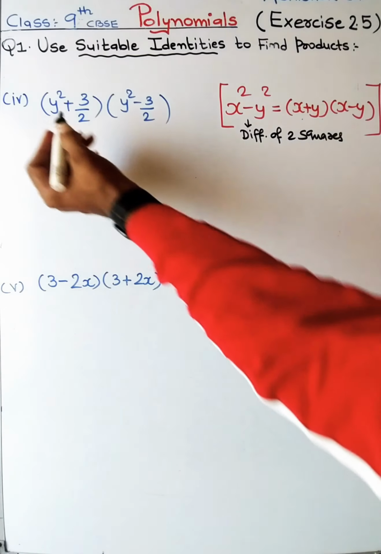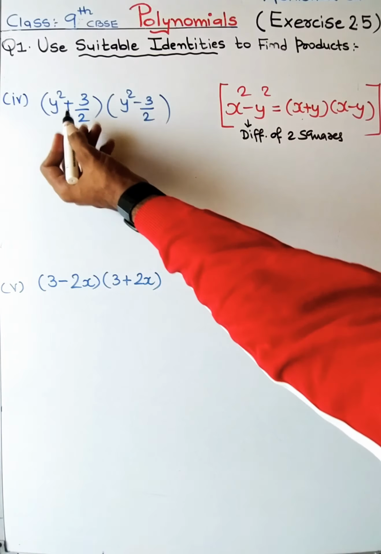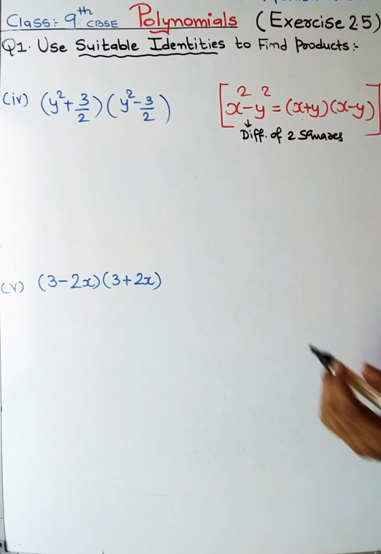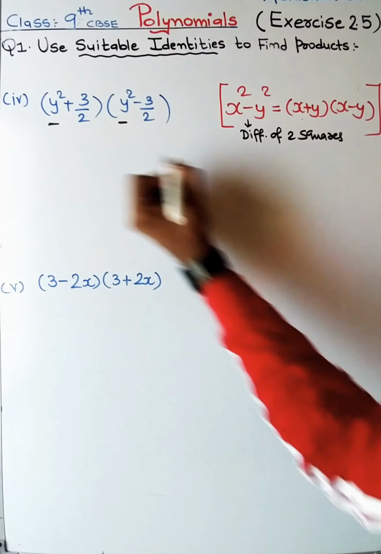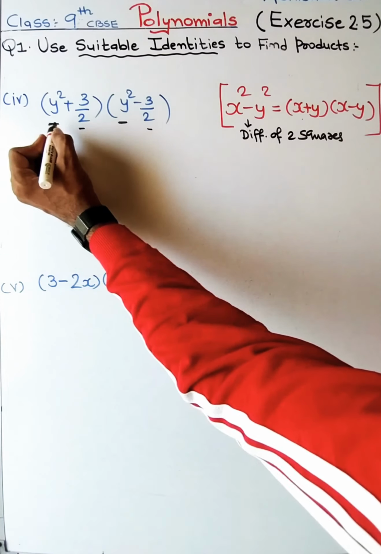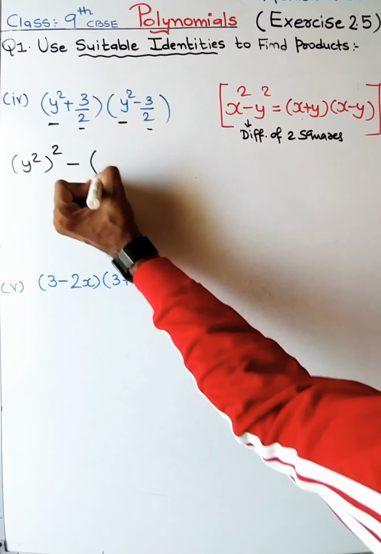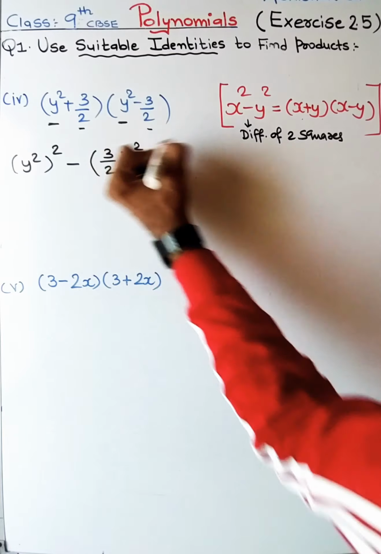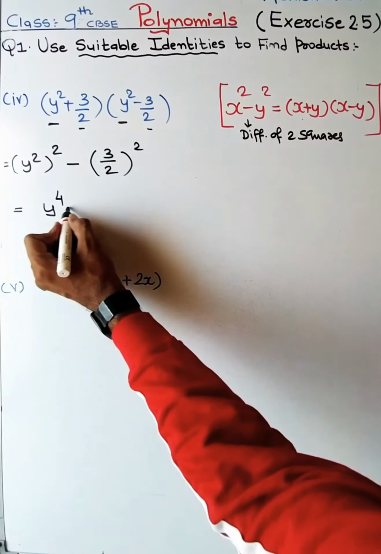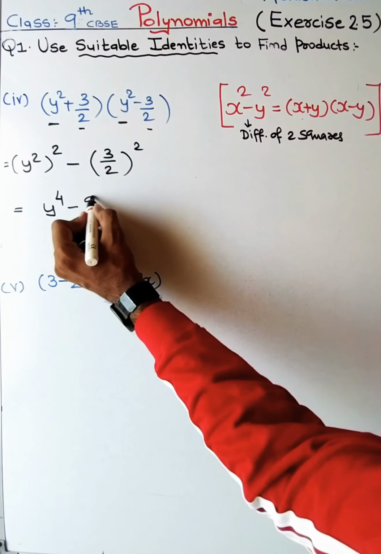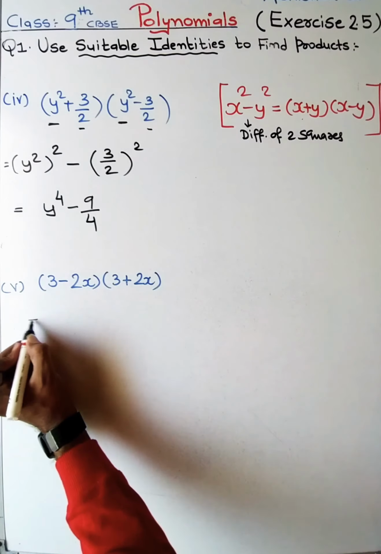Clear? So here difference of two squares, the right hand side is given, y square plus 3 by 2, y square minus 3 by 2. So what we will be doing, this is the first term, this is the second term. So what we are doing is squaring of the first term minus squaring of the second term. Clear? That will lead us to the answer y raised to 4 minus 3 square is 9, 2 square is 4. Clear?